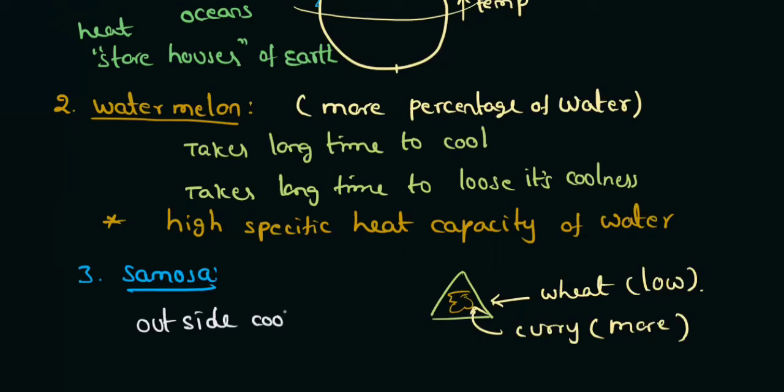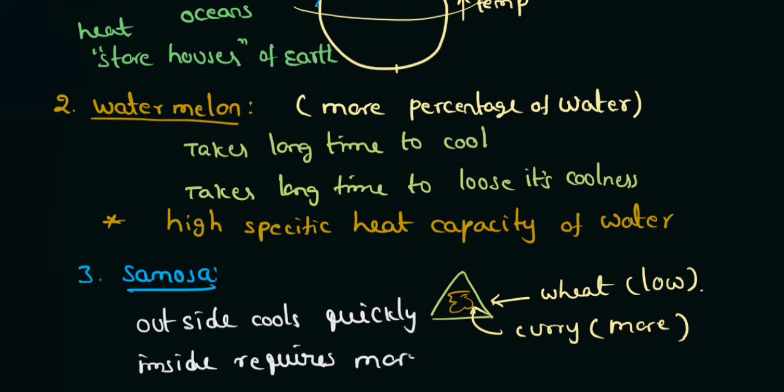And what happens to the inside curry? The inside requires more time to cool. So the specific heat capacities can be different within one substance, and you can understand how it behaves by using the samosa example.